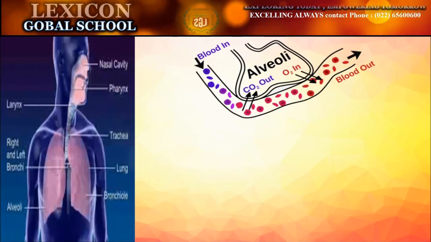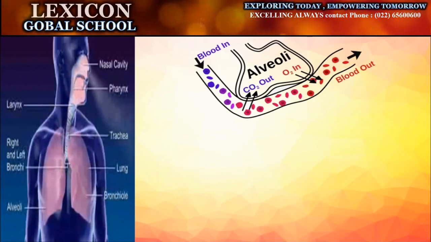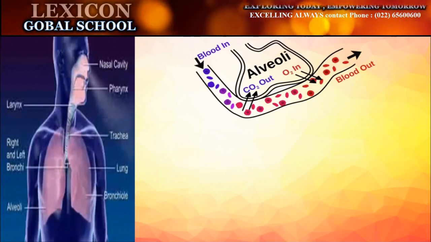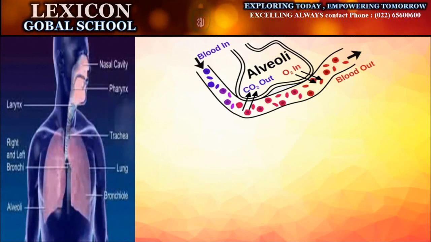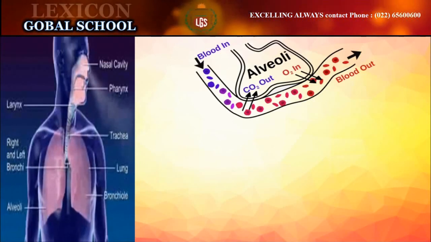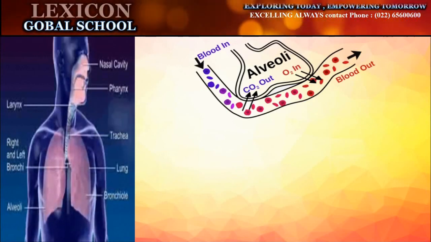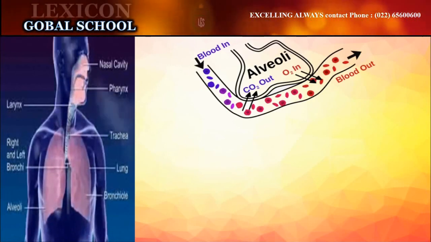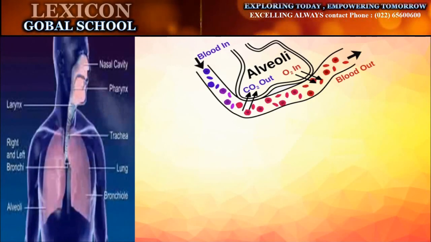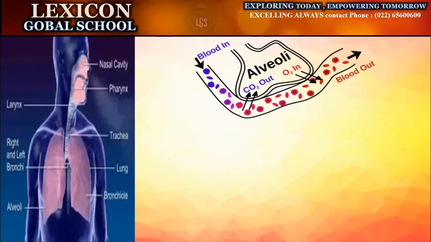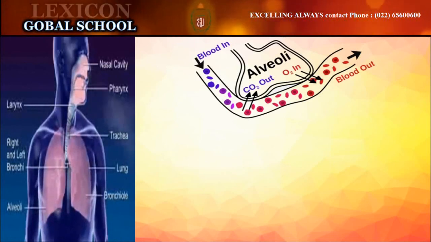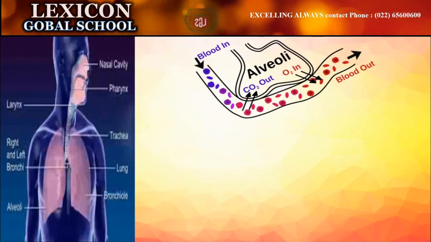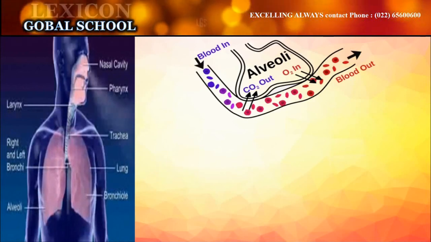In the alveoli, what exactly happens is shown beside the picture. As you can see, there is an alveoli picture. Blood comes in, carbon dioxide is given out, and oxygen enters inside the blood cells, right? These are the arteries and veins through which the blood is circulated in the body. The blood, which contains carbon dioxide, enters the alveoli, and in the alveoli, oxygen is pumped into the blood, and this oxygen is then utilized by various parts of the body.